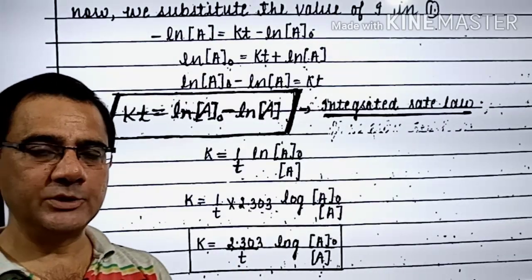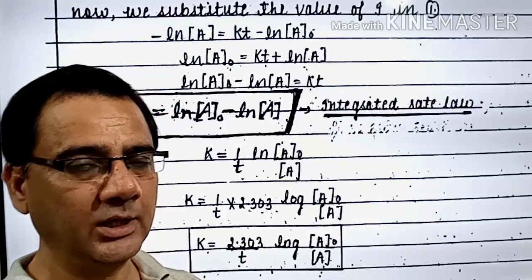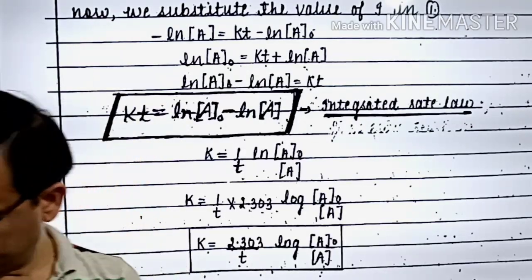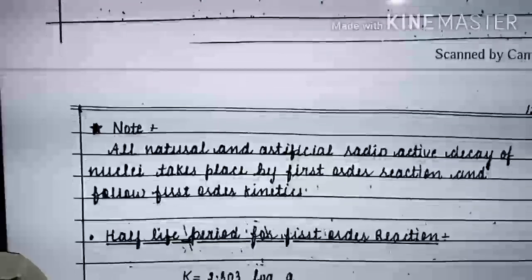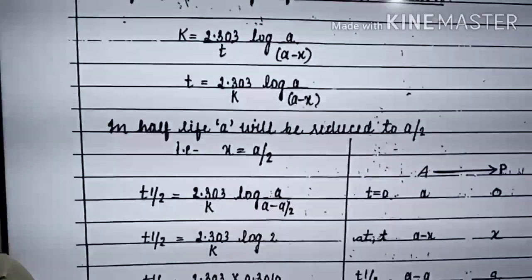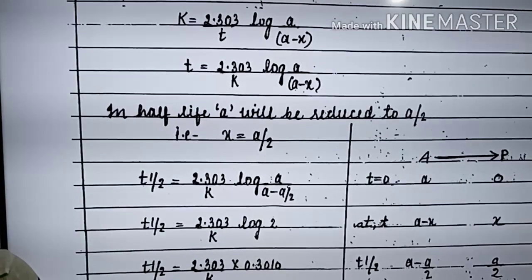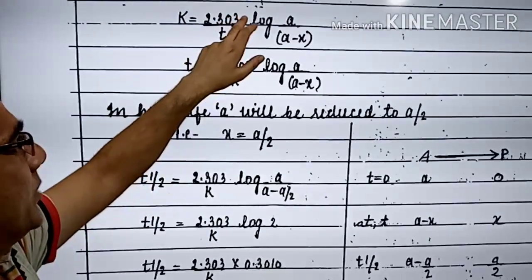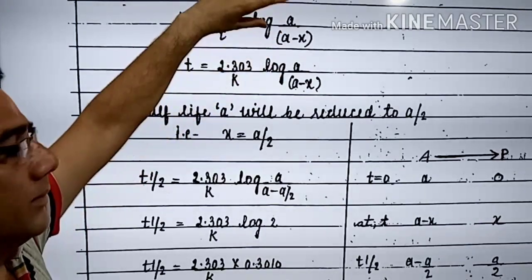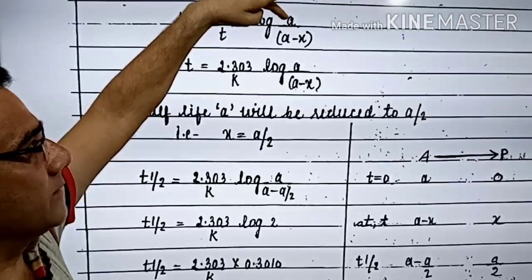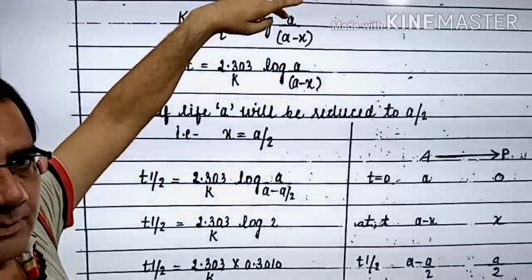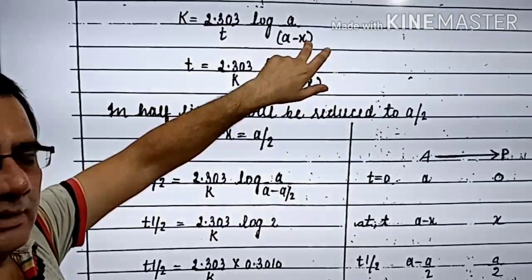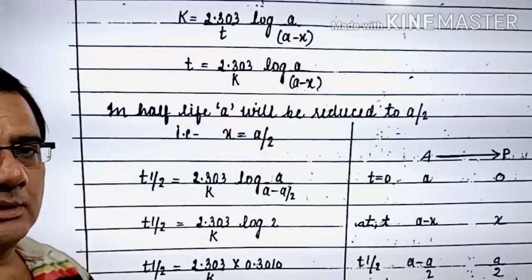Now we derive an expression for the value of t half for first order reaction. Now see. This is the expression: K is equal to 2.303 upon t log. Suppose the initial concentration of the reactant is a. Small a is the initial concentration, or a minus x is the remaining part and x is the consumed part.